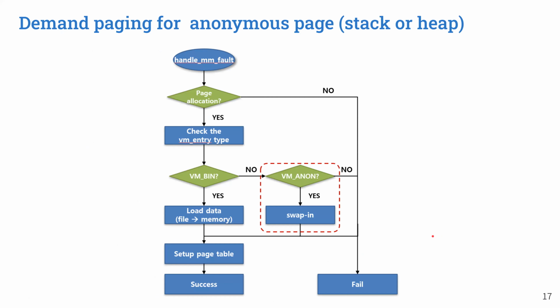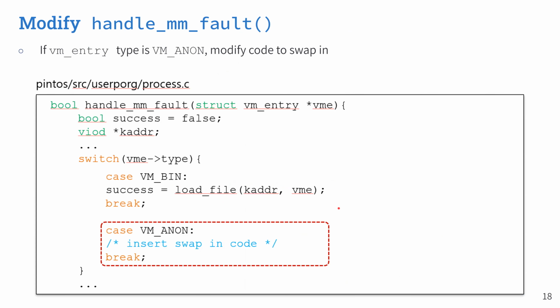So this is a changed version of handling page fault for anonymous page. You should first check whether it is a binary file. If it is, you should just load the data to memory from the file. And if it's not, if it is an anonymous page, you should bring the page from the swap space. So this is the function version of what I said before. In case of VM anonymous page, you should implement the swap in code.